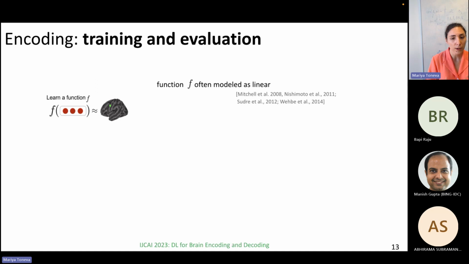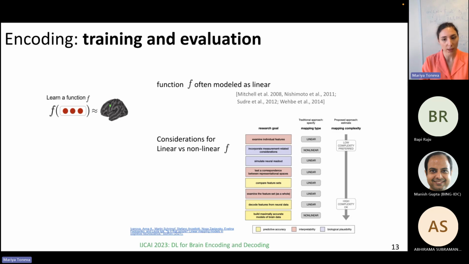And so this function f, we need to parameterize to directly learn it from the brain data. So we often parameterize this as a linear function, and this is done very often, going back to the classical work that I presented from, for example, Tom Mitchell and Kendrick Kay. And this is an assumption that has stuck around for many years since then. But some people have tried to understand what the considerations are for having this linear f versus nonlinear f.